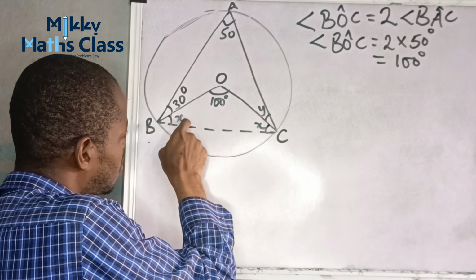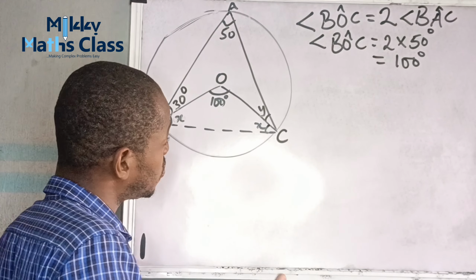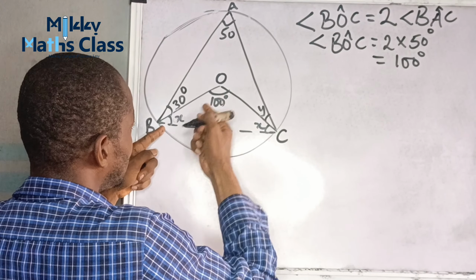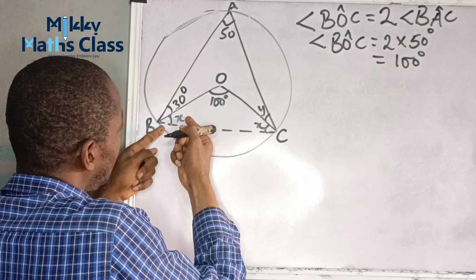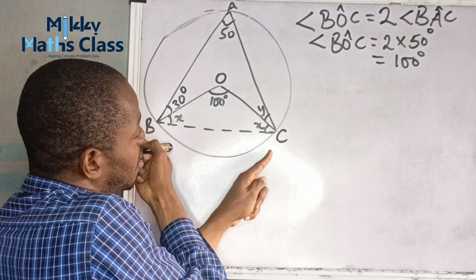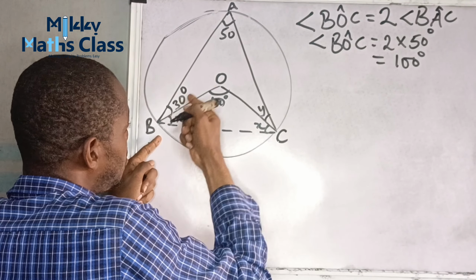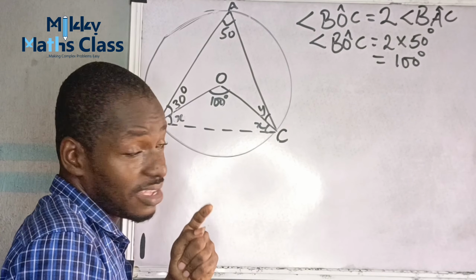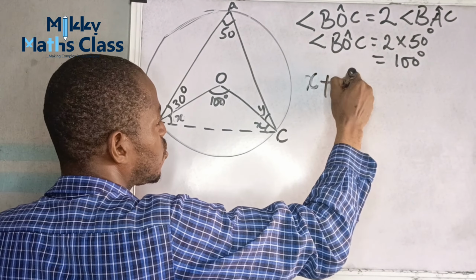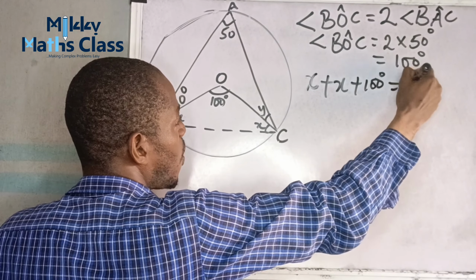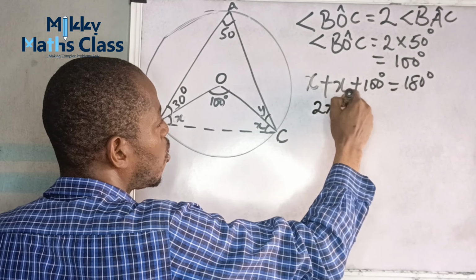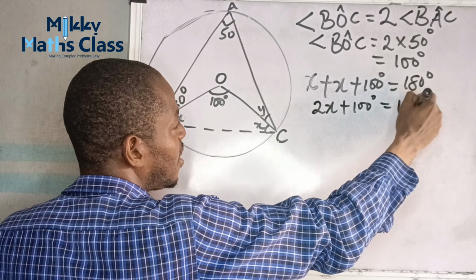So for us to find this place, you know, sum of angles in a triangle is 180 degrees. That means in this triangle BOC, angle OBC plus angle OCB plus angle BOC will give us 180 degrees because this is a triangle. That means our x plus x plus 100 degrees will give us 180 degrees. So x plus x, that's 2x. So 2x plus 100 degrees is equal to 180 degrees.